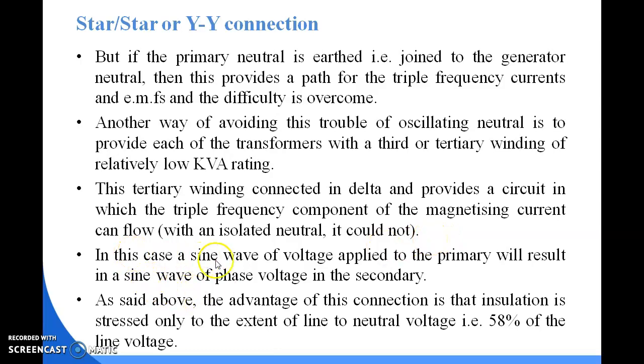In this case, a sine wave of voltage applied to the primary will result in a sine wave of phase voltage in the secondary. And also, as we have discussed above, the advantage of this connection is that insulation is stressed only to the extent of line to neutral voltage, that is near about 58% of the line voltage.